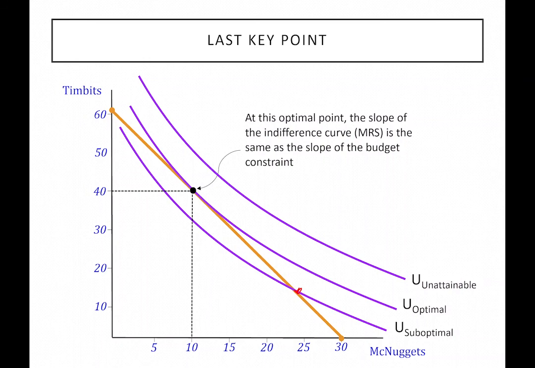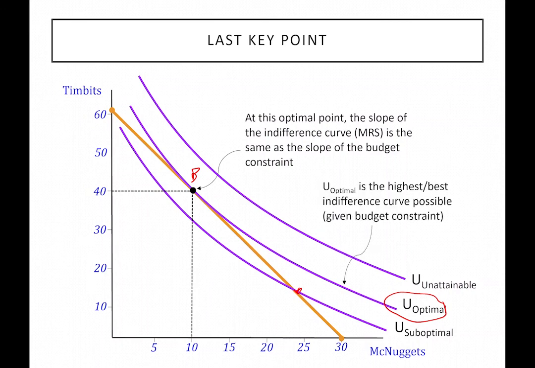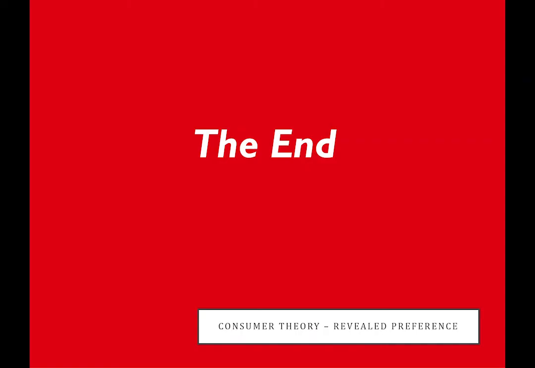Now, at this particular point, let's call this B here again, the slope of his indifference curve, the U optimal one, the slope at point B of the indifference curve will just equal the slope of the budget constraint. It'll be tangent. That's a question of optimization. So this is a very important point, and we'll come back to it later when we start looking at what are referred to as the welfare implications of economic theory.